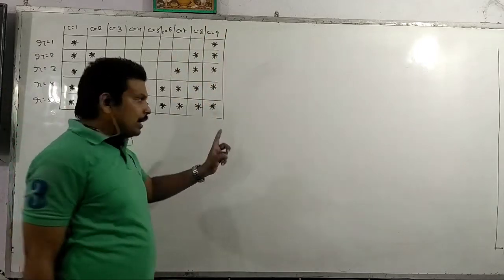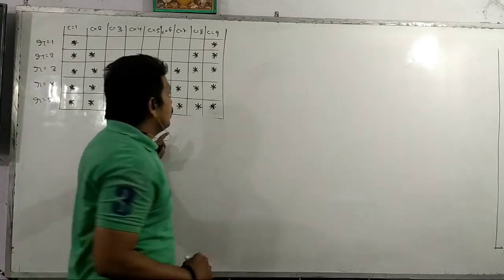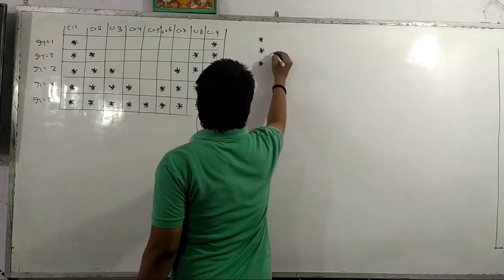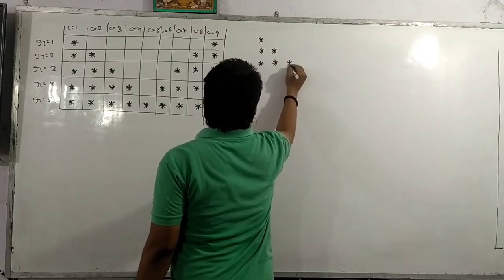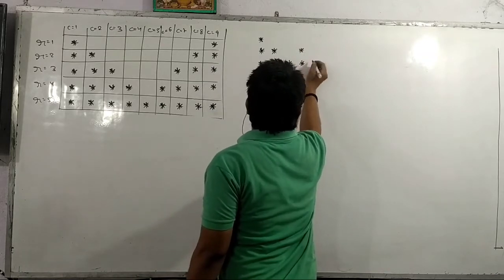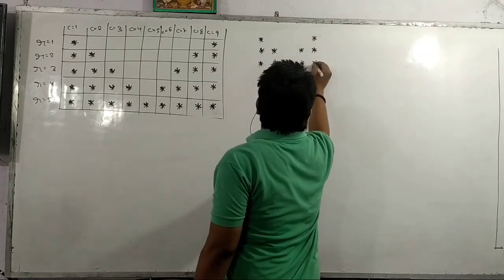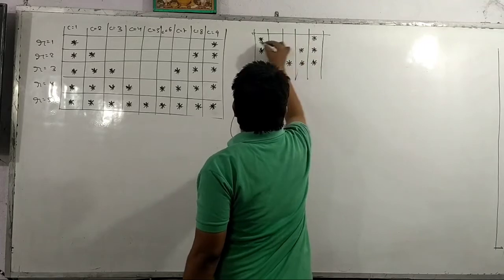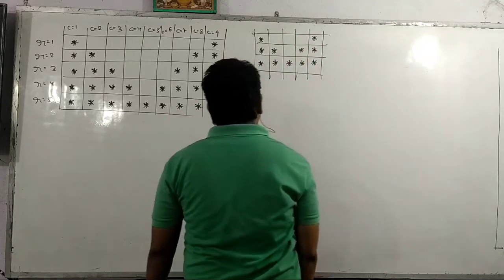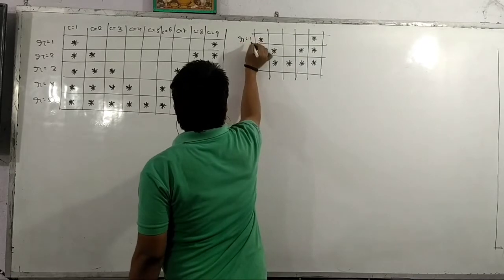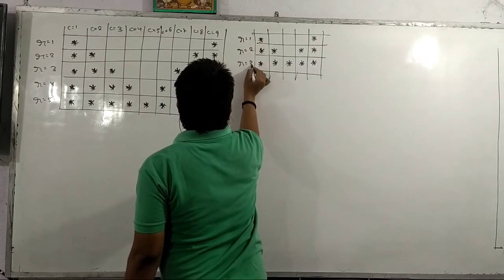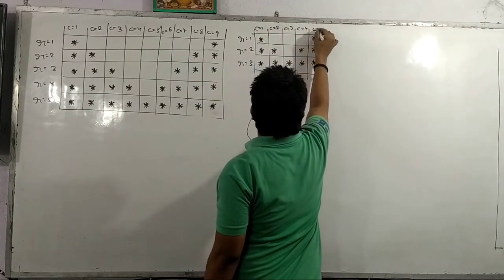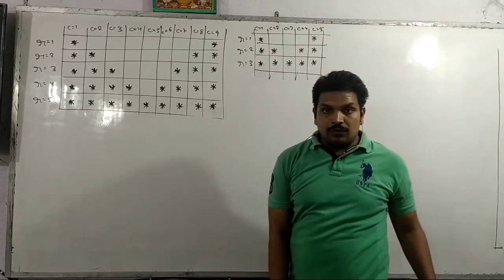Okay, let me draw one more pattern of this format only, but of less row size. Suppose 1 star. Okay, let me draw this and check whether the formula will work for all the patterns or not. R is equal to 1, R is equal to 2, R is equal to 3, C is equal to 1, C is equal to 2, C is equal to 3, C is equal to 4, C is equal to 5.